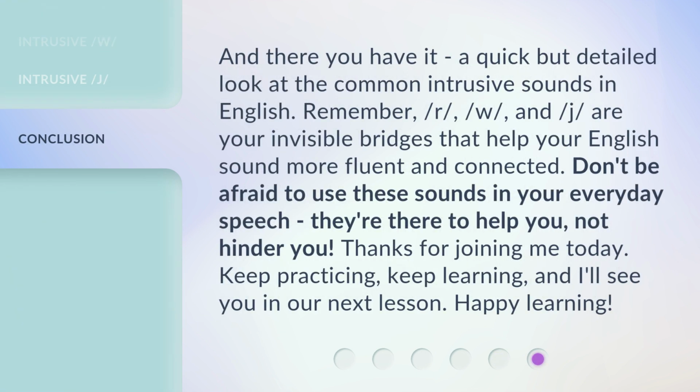And there you have it, a quick but detailed look at the common intrusive sounds in English. Remember, R, W, and J are your invisible bridges that help your English sound more fluent and connected. Don't be afraid to use these sounds in your everyday speech. They're there to help you, not hinder you.